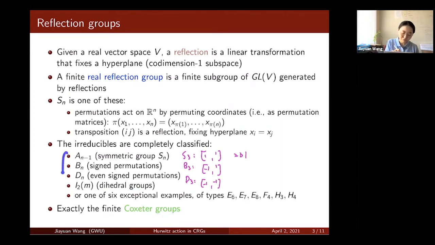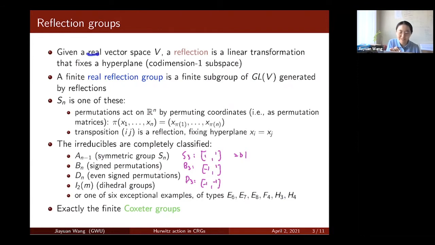Also, all of these groups have a geometric interpretation. For example, this is the symmetry group of the n-dimensional cube, and the dihedral group is the symmetry group of a regular polygon. And this H3 is the symmetry group of a dodecahedron, just to name a few. So that's what real reflection groups are.